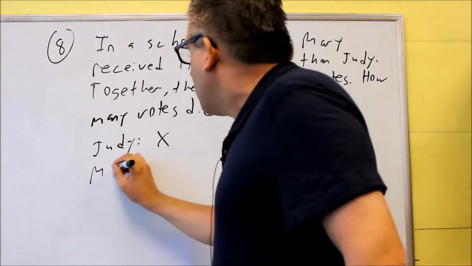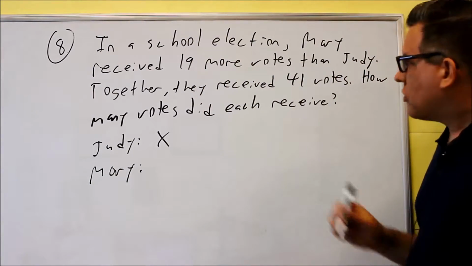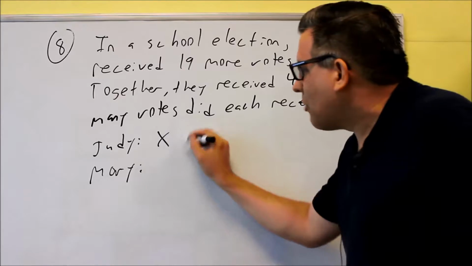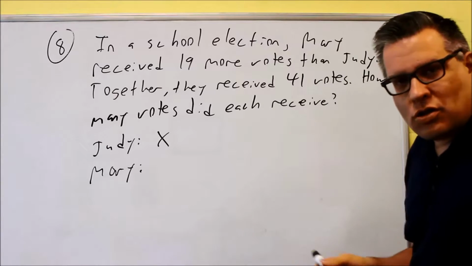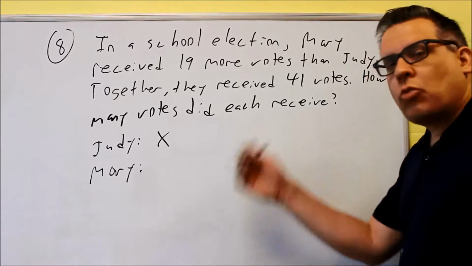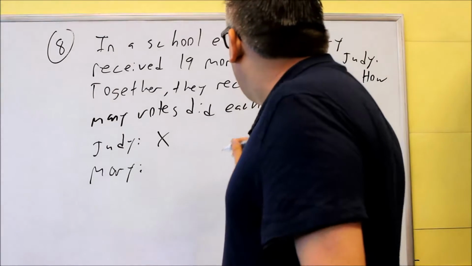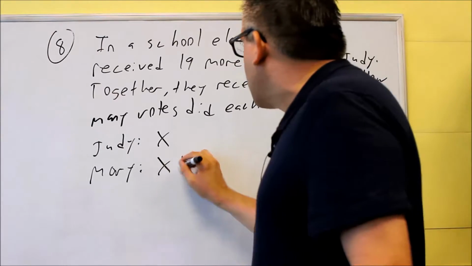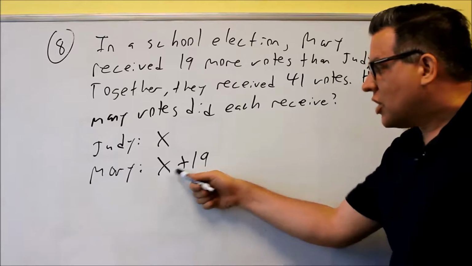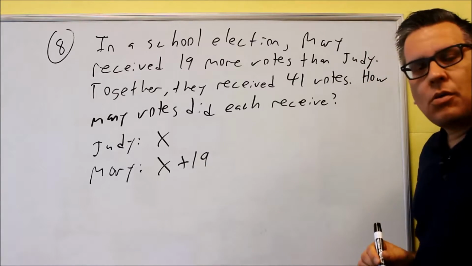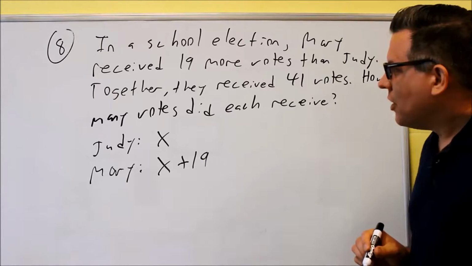Now if I want to write an expression for Mary, okay, Mary received 19 more votes than Judy. So that's why you want to establish this as an x first. And so then, more than means addition. So you want to make sure you understand those key words, more than, less than, and so forth. So more than means that I have 19 more votes than Judy. So basically what that would mean algebraically is the number of votes that Judy received and 19 more. So that would be 19 plus x, or x plus 19. So that's the first thing I want to establish, my variables there. Now I can move on.